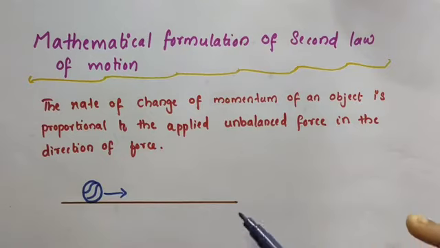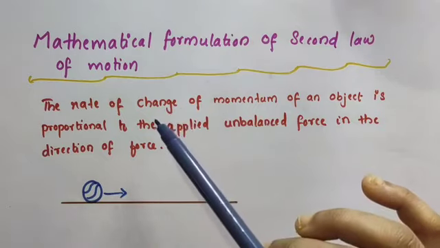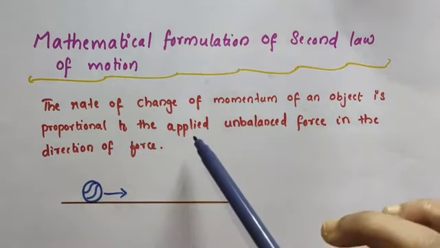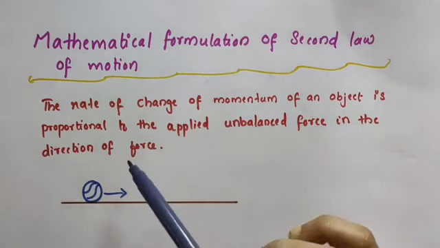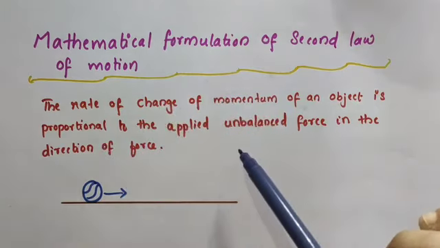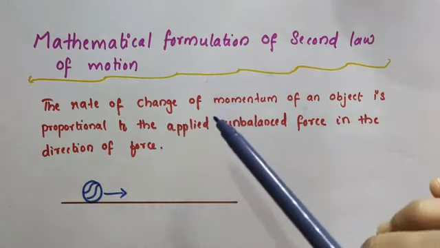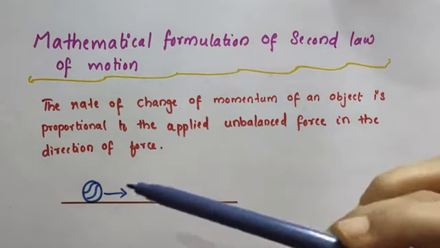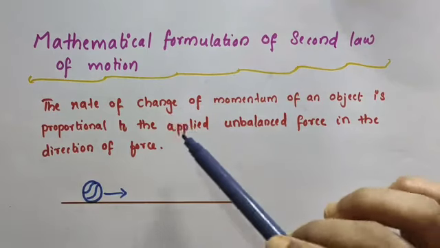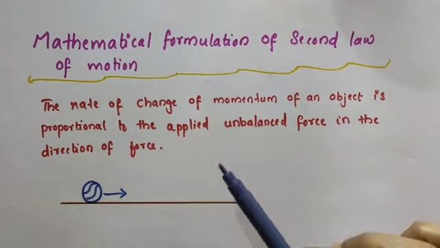Now, let us talk about the statement of Newton's second law of motion. The second law of motion states that the rate of change of momentum of an object is proportional to the applied unbalanced force in the direction of force. When the applied unbalanced force increases, the rate of change of momentum also increases. When it decreases, the other one also decreases. That is the statement of Newton's second law of motion.